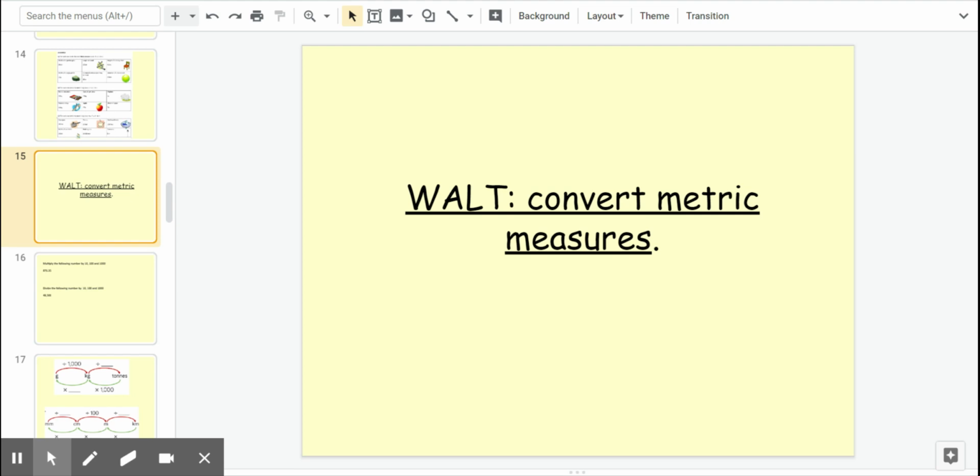Welcome Year 6 to our second lesson in measure, converting units. So our aim today is to convert metric measures.